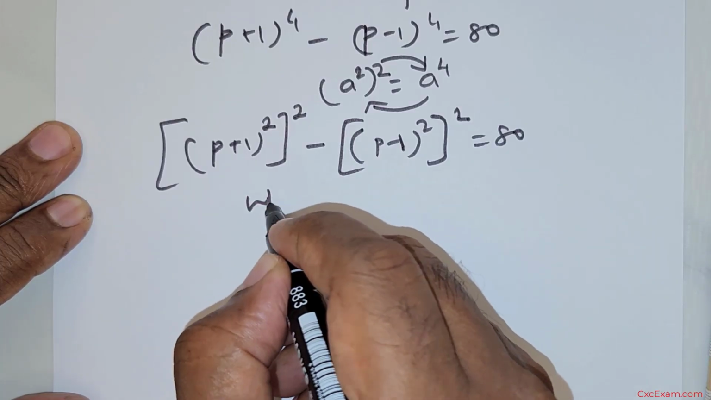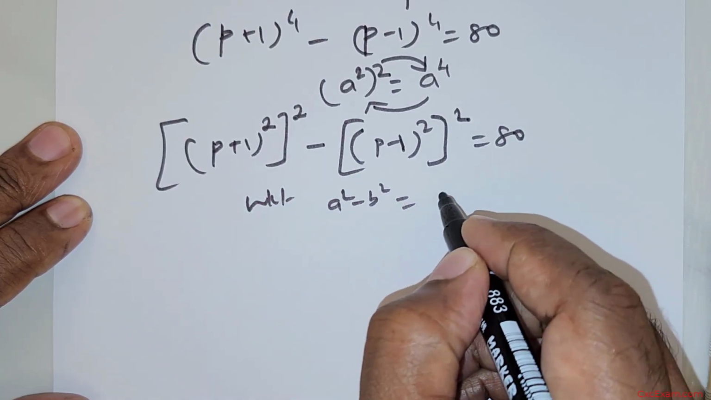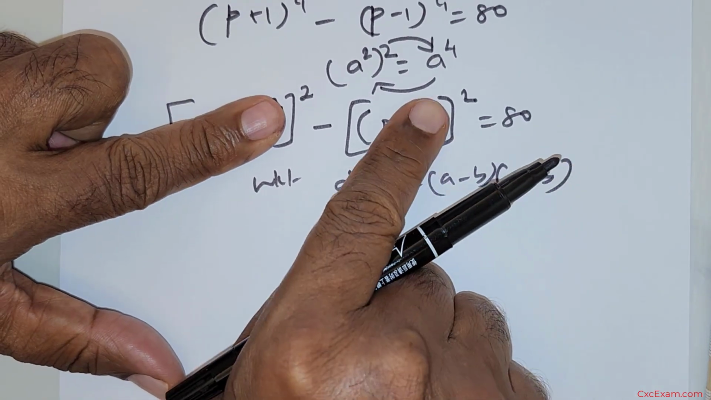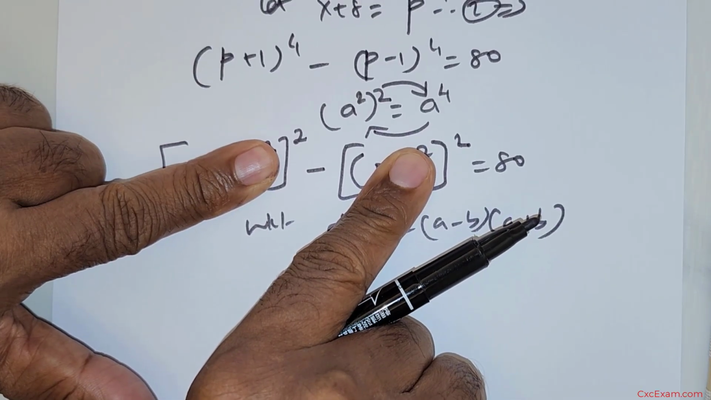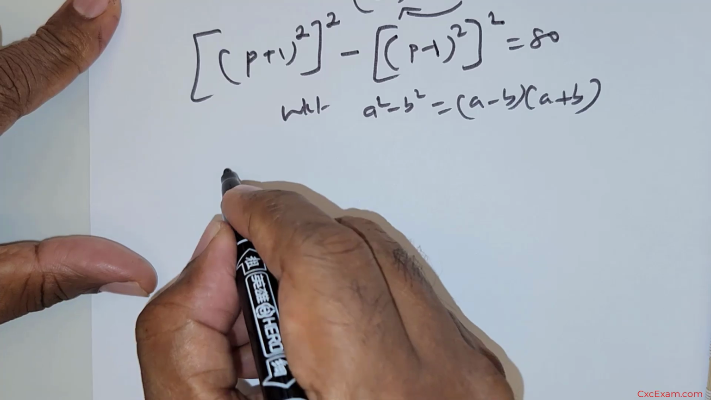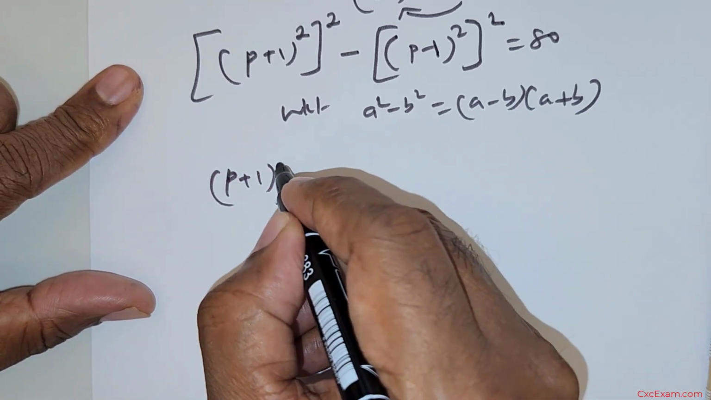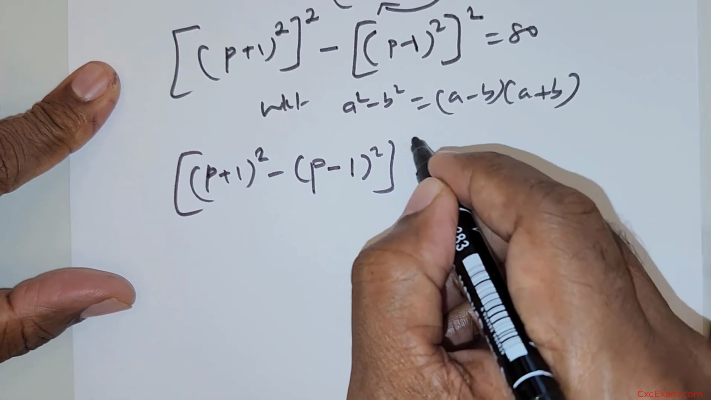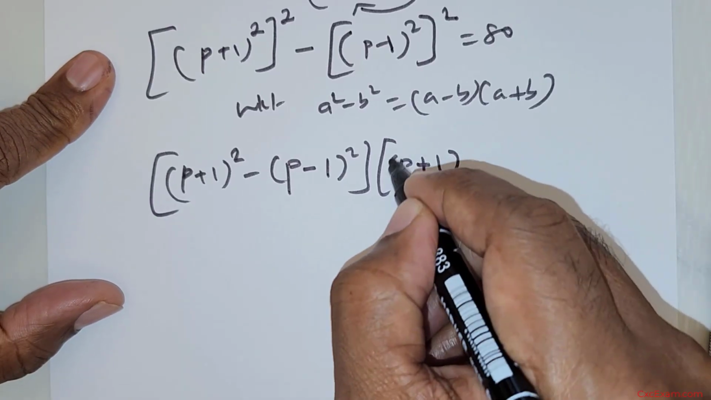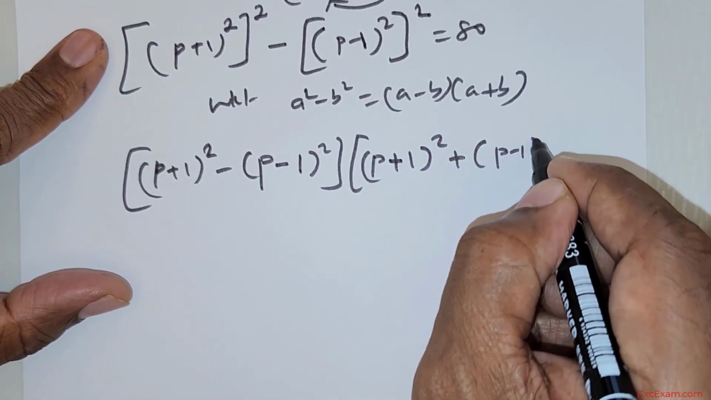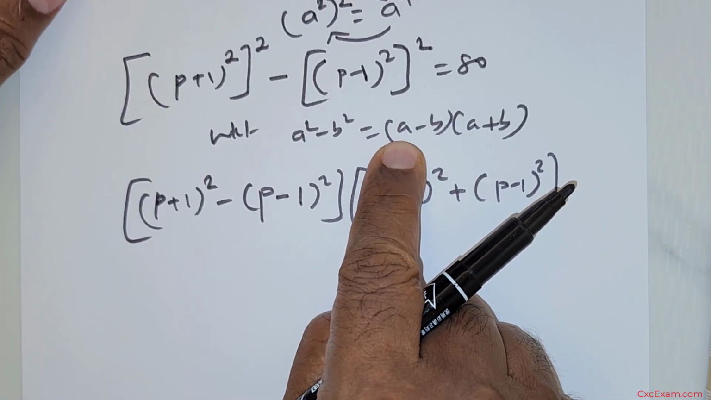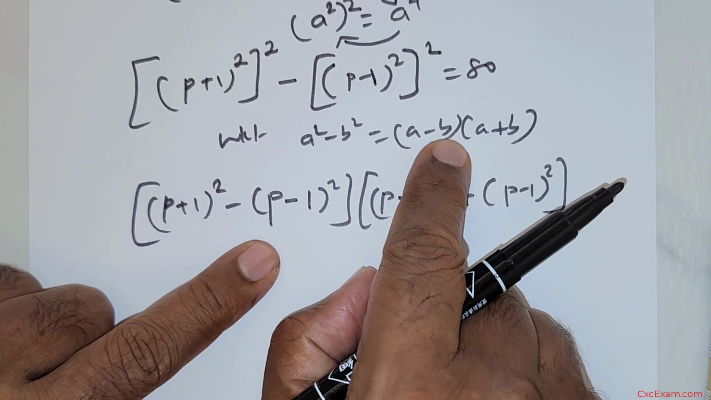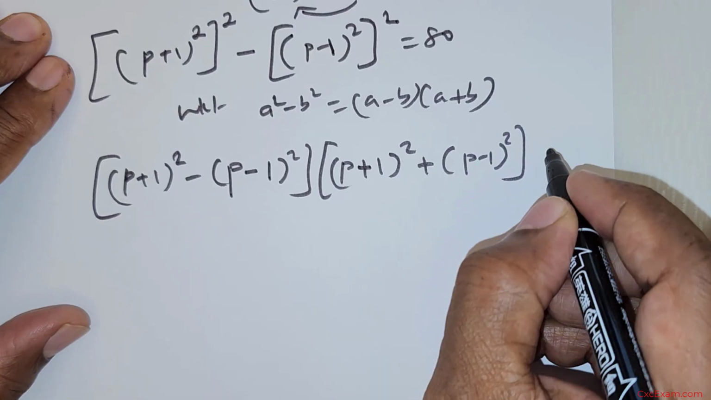Now we have a formula, a squared - b squared is equal to (a - b) multiplied with (a + b). So by this formula, visualize this, that you have a squared - b squared. This can be rewritten as (p + 1) whole squared - (p - 1) whole squared. So that is the first term, followed by (p + 1) raised to the power of 2 + (p - 1) raised to the power of 2. So I am following the same principle. The only thing is that in place of a we place this quantity, and in place of b we place this quantity. So this is equal to 80.